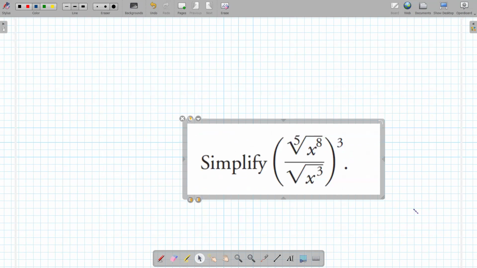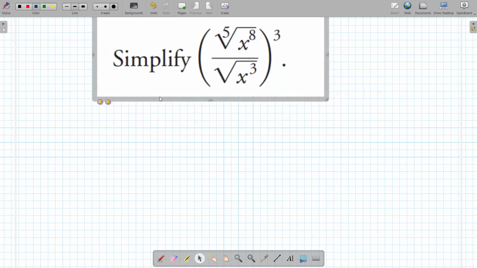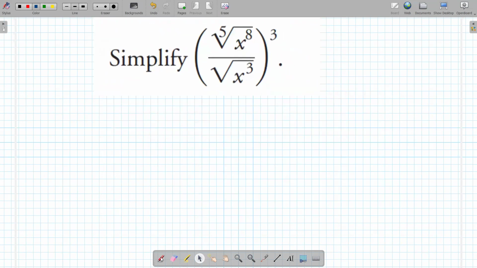Right here, again, the goal is to write it as one singular x. Right now we have two x's, so we need to find a way to combine them. What will be the first step? You can work from inside out or outside in, it doesn't really matter. I'm gonna work from the inside out. I think it's easier.